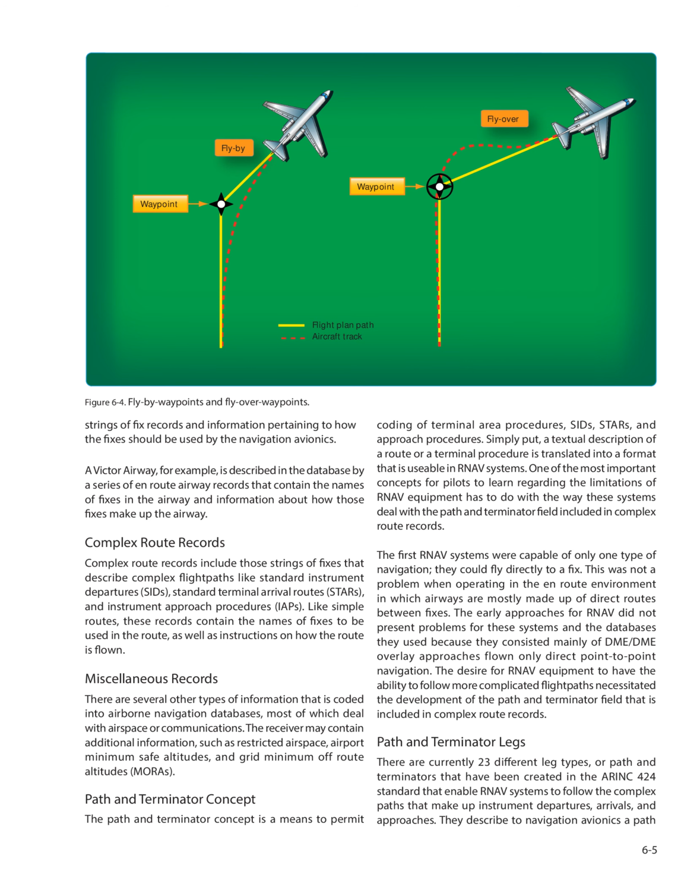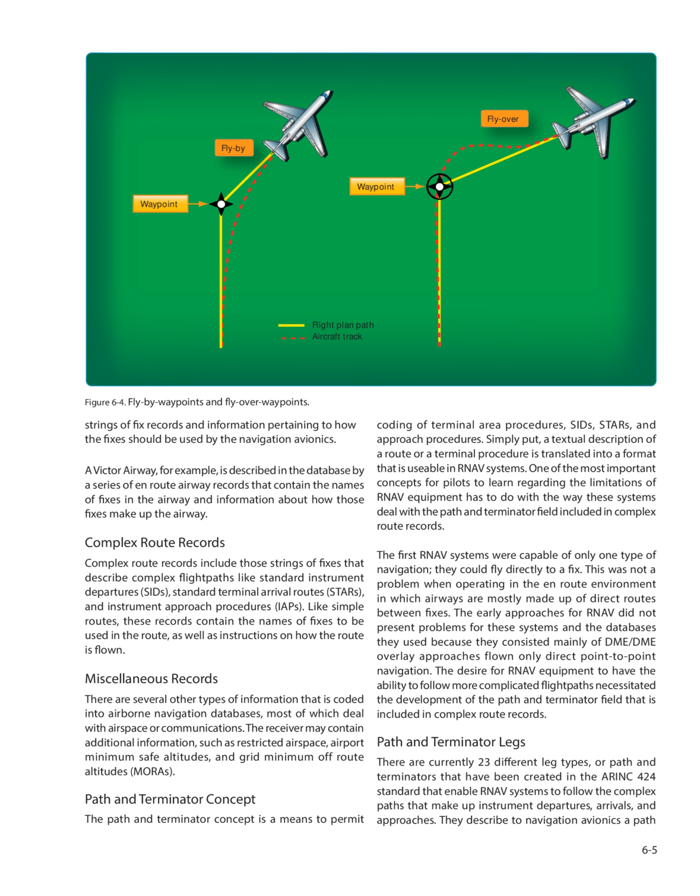Miscellaneous records. There are several other types of information that is coded into airborne navigation databases, most of which deal with airspace or communications. The receiver may contain additional information, such as restricted airspace, airport minimum safe altitudes, and grid minimum off-route altitudes (MORAs). Path and terminator concept.